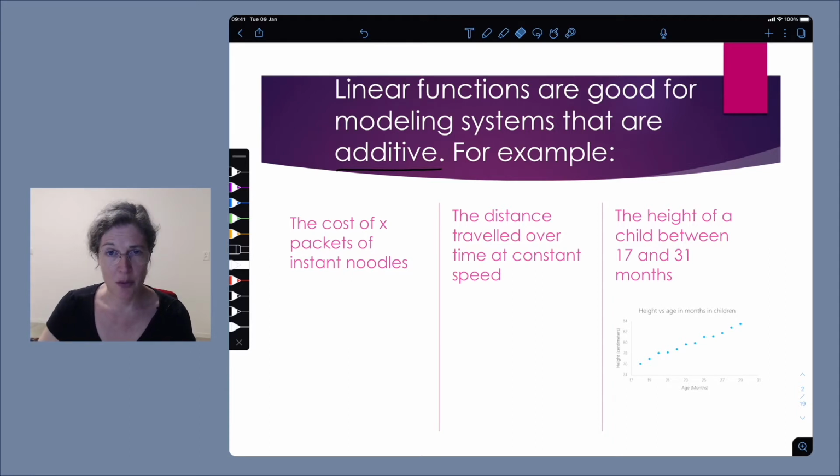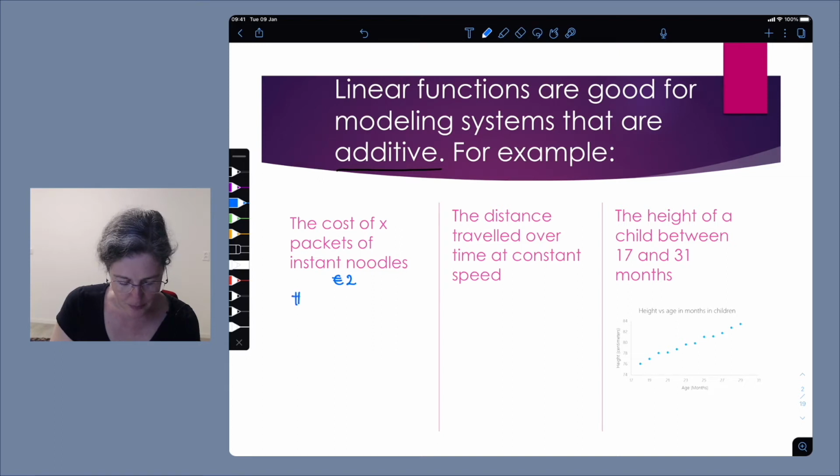What do I mean? Well, suppose we want to model the cost of buying X packets of instant noodles, and you happen to know that instant noodles will cost €2 per packet. Well, let's think about what your cost is going to be. If you don't buy any packets of noodles, your cost is going to be 0. If you buy 1 packet, then your cost is going to be 2. Buy 2 packets, your cost is going to be 4. Buy 3 packets, your cost is going to be 6, 4 packets, 8, and so on.